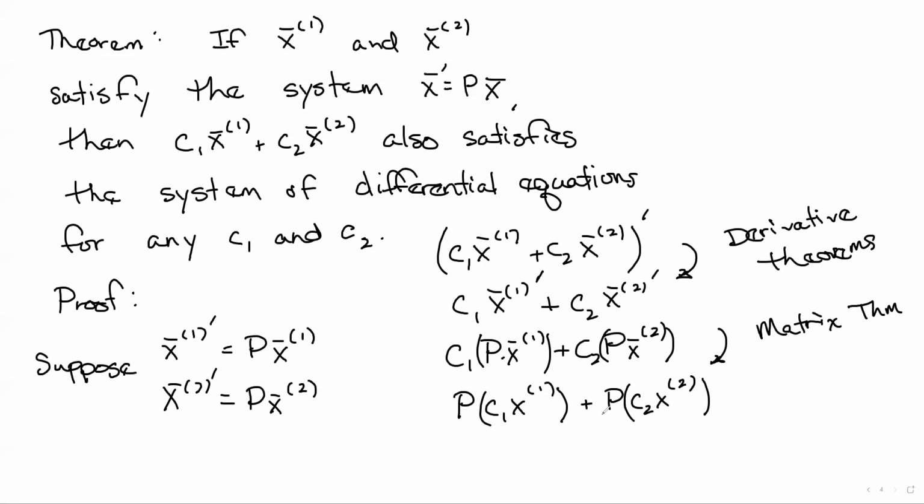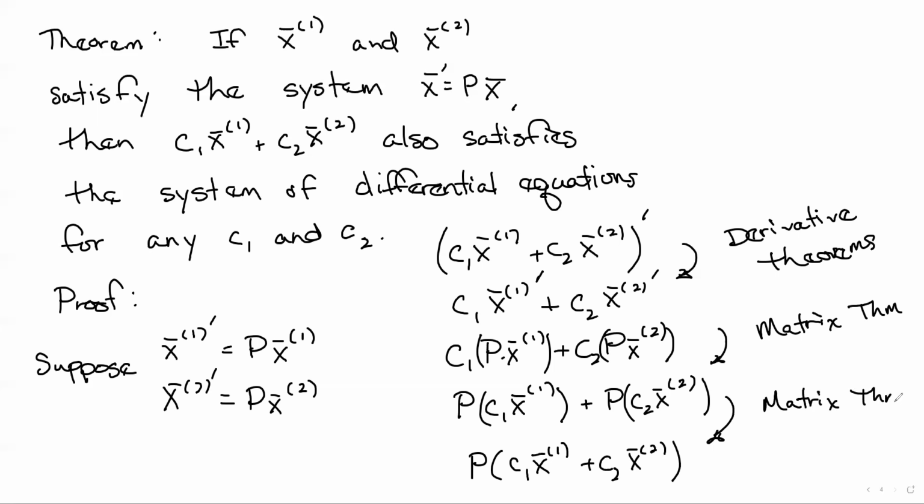And then next we can factor out the P here. Notice you've got a P times something and a P times something. So we could factor that out and make this P times C1 X1 plus C2 X2. And notice P is being multiplied on the left by C1 X1, and P is being multiplied on the left by C2 X2. As long as P is multiplied on the left of the result by this expression, that's the requirement of the theorem. So that's another matrix theorem that enables us to factor out.